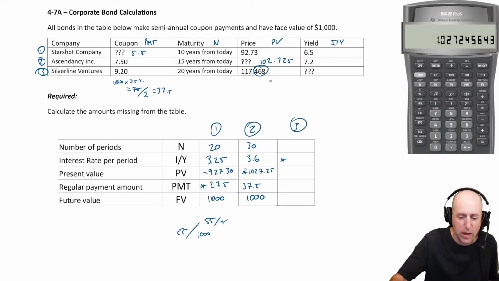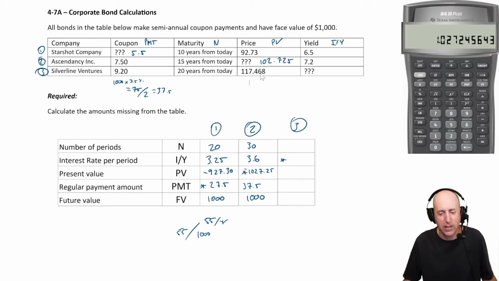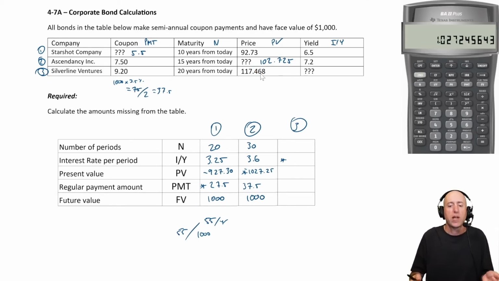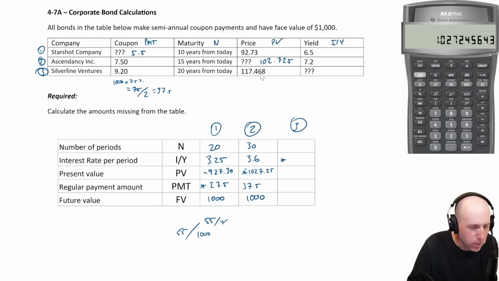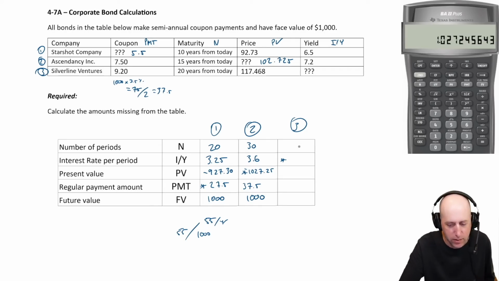Seeing this one was 3, I was like, okay, I'll go for 3. That's as many as we're going to need. 102.725. That's the percentage of the face value of the bond you got to pay to buy a bond. Okay, last one. Number of periods for bond number 3 is 20, Silver Line Ventures.